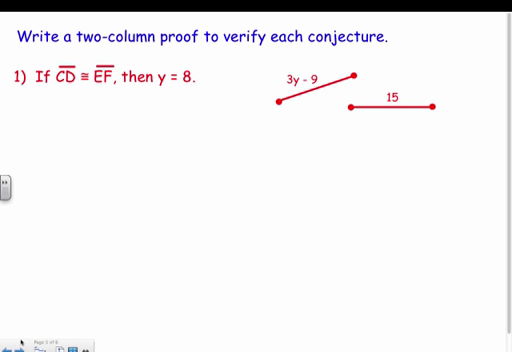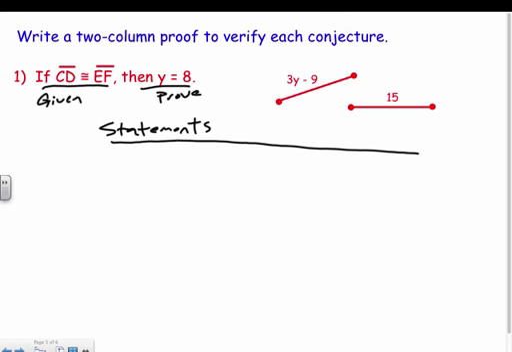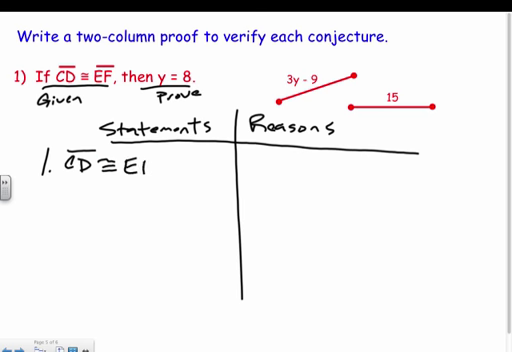So let's try one more 2-column proof here. So if CD is congruent to EF, then y equals 8. So if I look, the if would be my given, and the other part is what I'm trying to prove. So that's going to be my very last statement. So let's start off with statements and reasons here. And we always start off with our given. So one is CD is congruent to EF, and that's given.